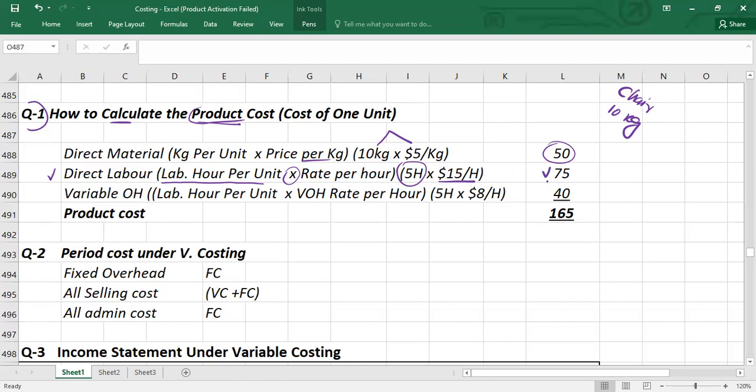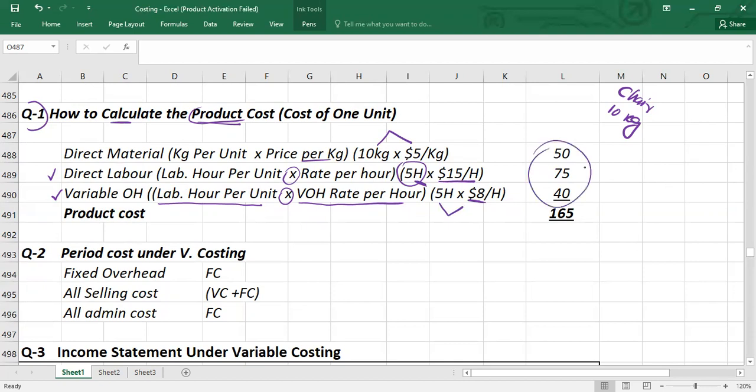Okay. And then, guys, we have to add a variable overhead. I'm assuming variable overhead could be based on labor hours, or maybe it could be based on machine hours, whatever base is given. These bases we will discuss in future with absorption, but just assume here our variable overhead is based on labor hours. We take labor hours per unit, which is 5 as above. Just multiply by the variable overhead rate per hour. Mostly it will be provided in the question. Let's assume it is $8. If you multiply 5 times 8, you will get 40.